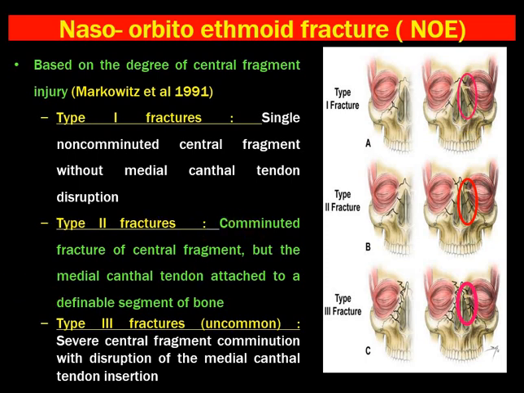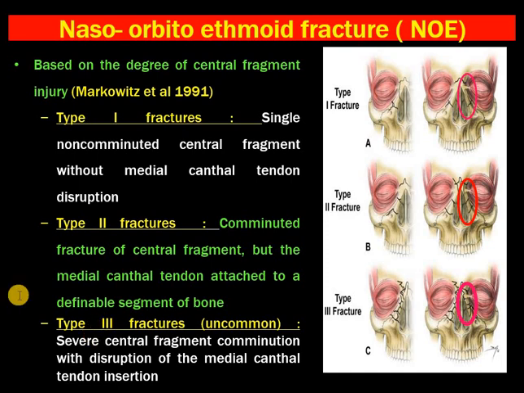Type 2 is comminuted fracture of the central fragment, but the medial canthal tendon is attached to a definable segment of the bone, so the nose does not become flat. So these are the comminuted fracture lines. You can see black lines here, but the medial canthal tendon is attached to a definable segment of bone.